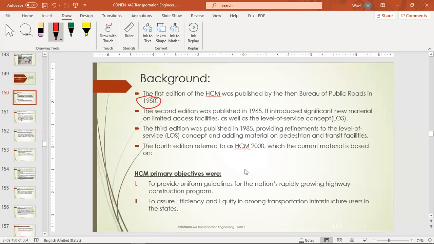Also, to assure efficiency and equity among transportation infrastructure users in the states. As you know, the United States is a group of states that are united in a federal union, and they must make sure that there's equity and efficiency for all users of the transportation infrastructure among the different states. So those were basically the primary objectives for the Highway Capacity Manual.